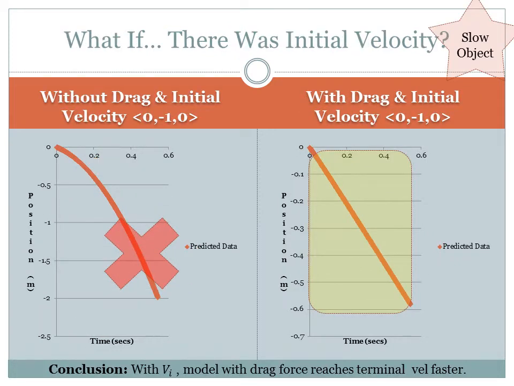What if there is an initial downward thrust on my slow-moving object? As you can see on the left, even with an initial velocity, there is no terminal velocity reached without a drag force to balance out the gravitational force. However, if you look on the right, with the drag force accounted for and an initial velocity, you can see that the object reaches terminal velocity a lot faster than it did without.